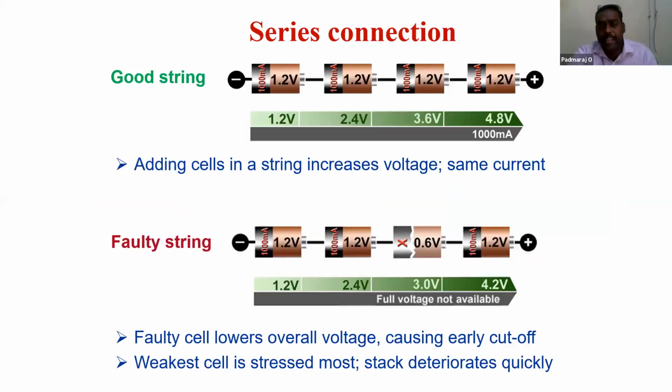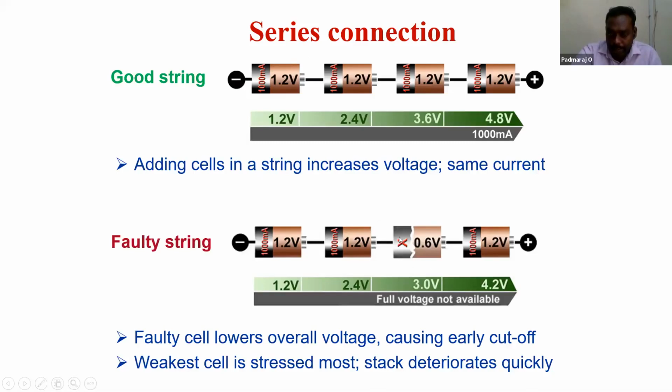Now I am coming to the series connection and parallel connection. How to connect in series, and what is a good string and a faulty string? Understood? Suppose we connect four batteries in series. All the batteries should be in working condition, and then your output will be 4.8 volt, 1000 milliampere. Adding cells in series increases the voltage, with the same current. Now the faulty case: out of the four batteries, if one battery gets faulty, what will happen? The full voltage is not available.